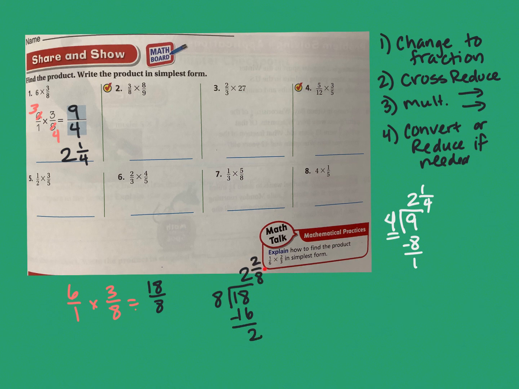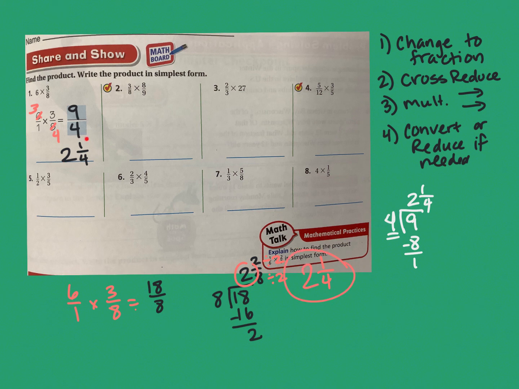And now you're probably noticing, hey, these are both even. They can be divided by 2, both of them, to simplify that fraction. 2 divided by 2 is 1. 8 divided by 2 is 4. And I still had that whole number 2.